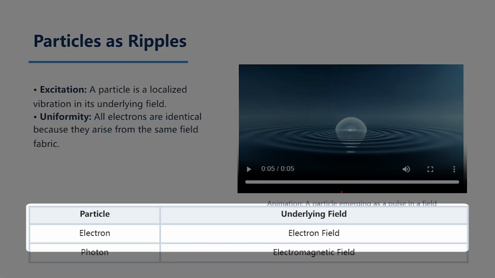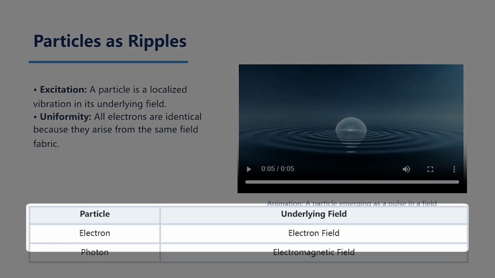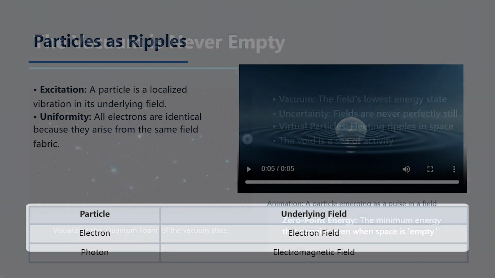This brings up a beautiful realization. Every electron in the universe is identical because they are all made of the same universal field fabric. As you see here, an electron is a ripple in the electron field, while a photon is just a ripple in the electromagnetic field. They are different flavors of vibration in their respective fields.